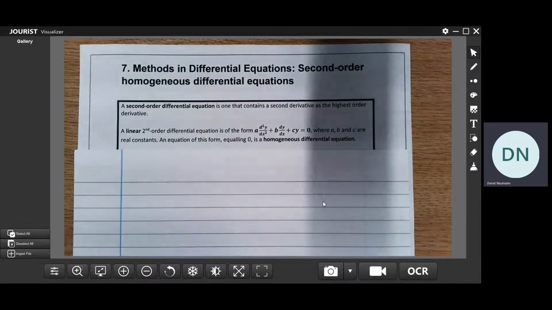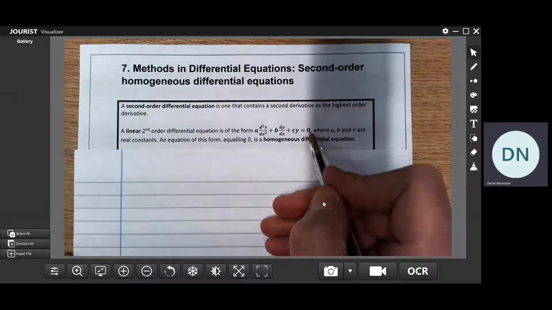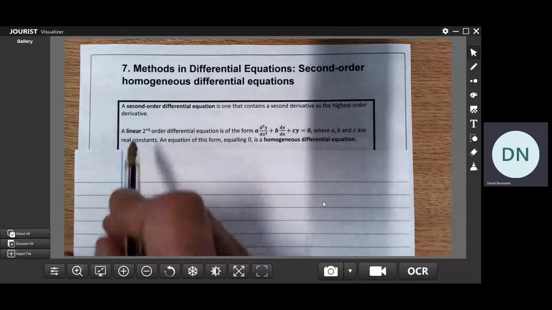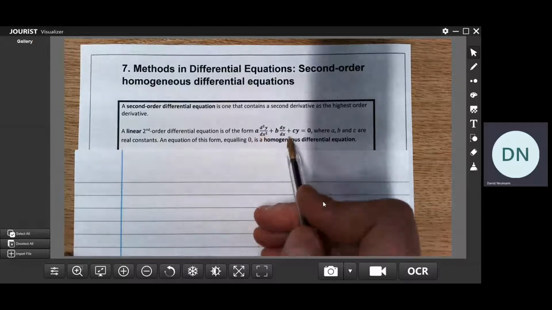Welcome to this second Further Maths video on solving differential equations. This one is on second order differential equations, second order homogeneous differential equations. Homogeneous means that we've got equals 0 on the right hand side here, and this is a linear second order differential equation, and it's of this form.